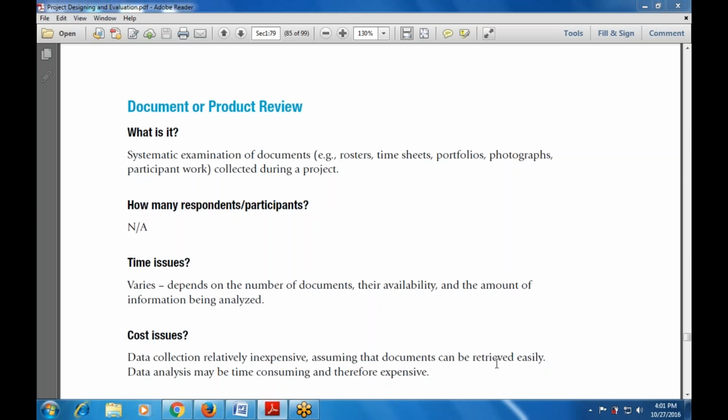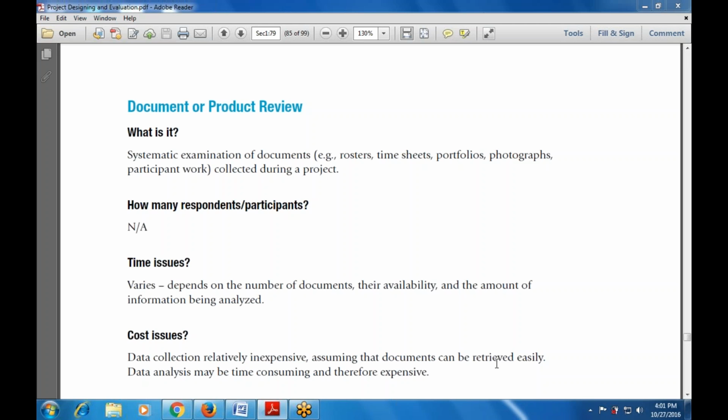Yes, in the last class, we discussed the documents of the product review. What are the various product reviews used with the document review? Now, what is the document review? It's a systematic examination of the documents. Whenever we are doing the systematic examination of what is collected during the project, that includes the rosters, timesheet, portfolio, photographs, that is known as a document review.